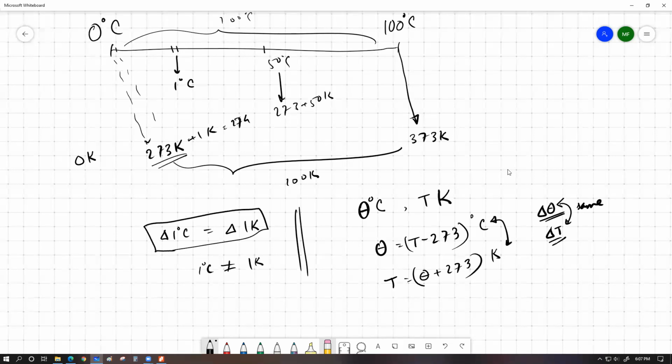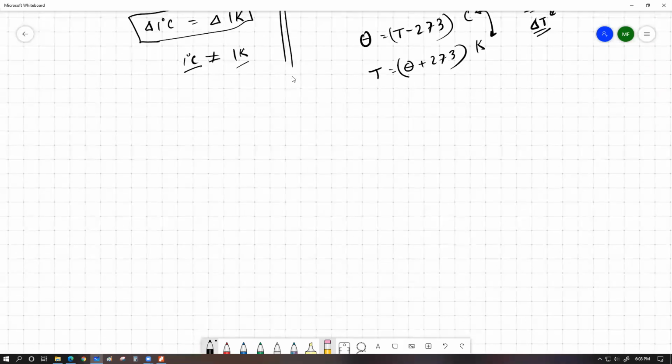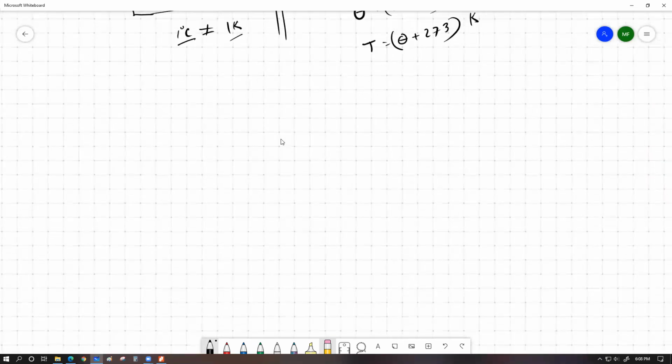1 degree Celsius temperature difference is the same as 1 Kelvin temperature difference, but 1 degree Celsius itself is not equal to 1 Kelvin. So, is this idea clear? Is this clear to all of us properly? Yes, sir.